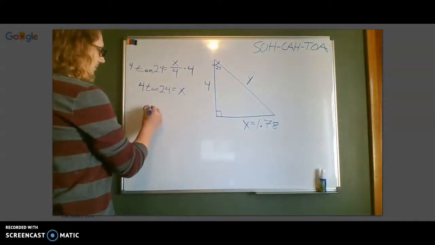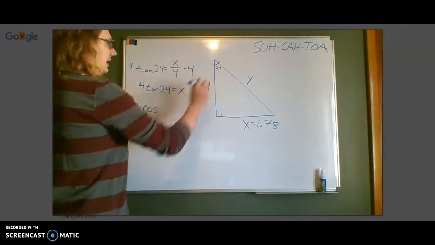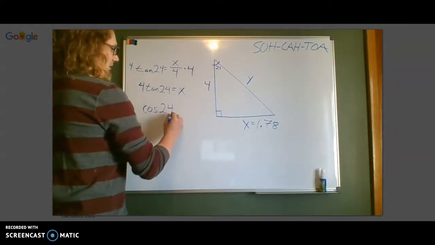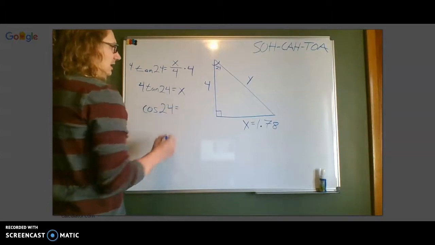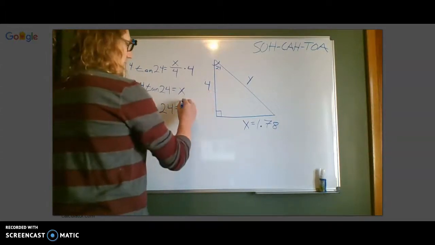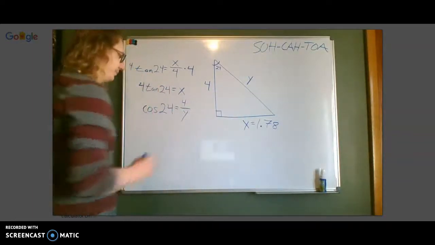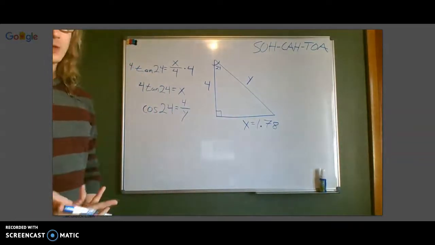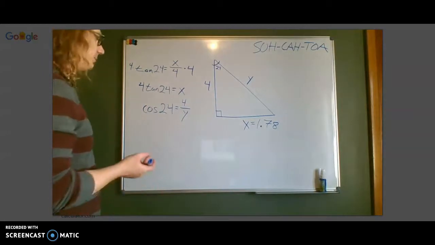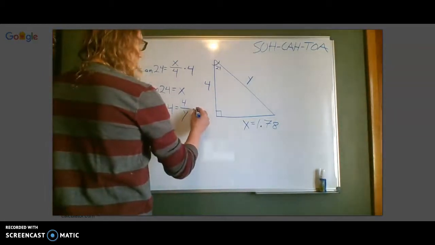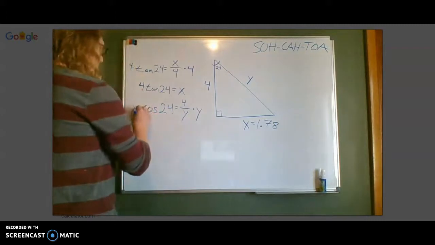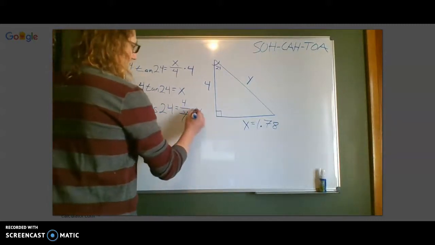So cosine of my angle measurement, so this is my ratio, equals my adjacent over my hypotenuse, which is y. Now, this one is a little bit trickier to solve. I don't just multiply. I have to multiply both sides by y so that these y's cancel out.